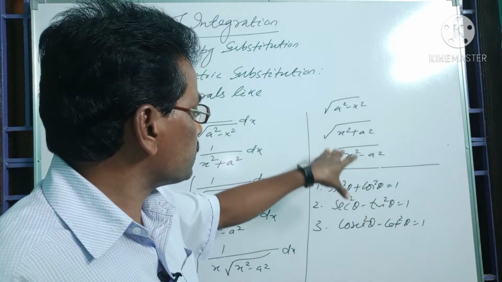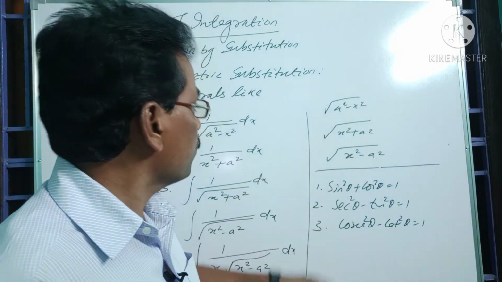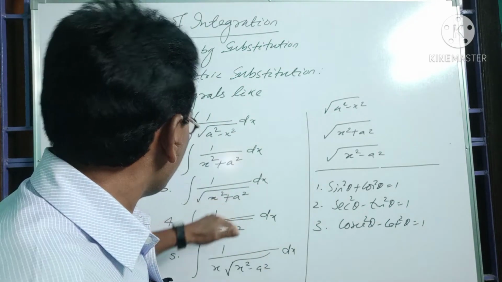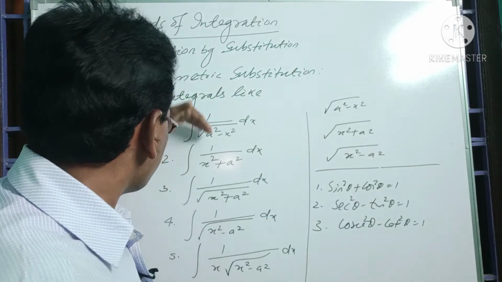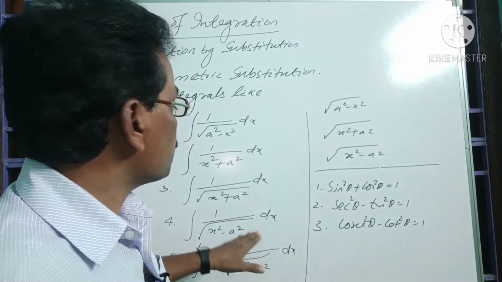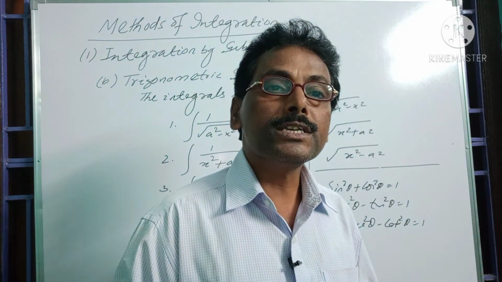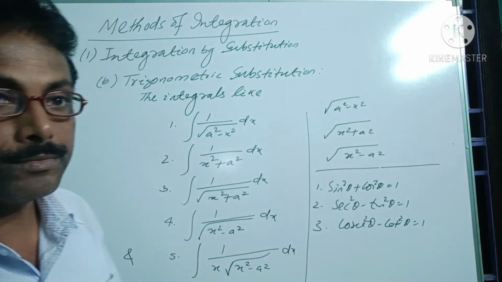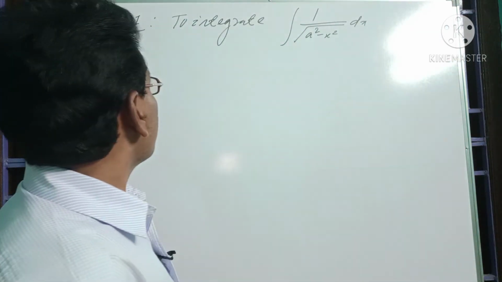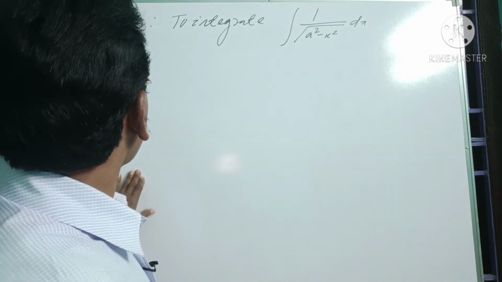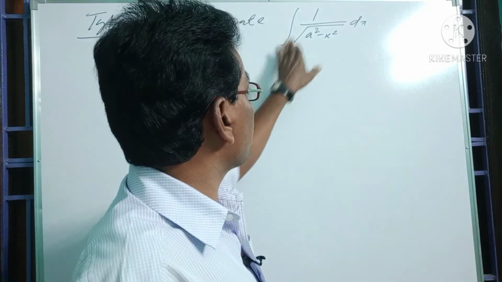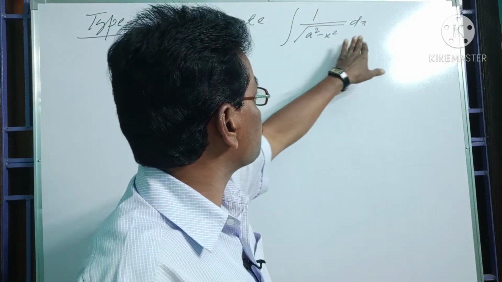So considering these trigonometric identities, we can substitute trigonometric substitution in the process of integration, so that we can derive 5 formulas connecting these integrals, and we can easily integrate those given integrals by trigonometric substitution. In the process of integration by trigonometric substitution, we have 5 types of integrals. So let us consider type 1, that is to integrate the integral of 1 by root of a square minus x square with respect to x.